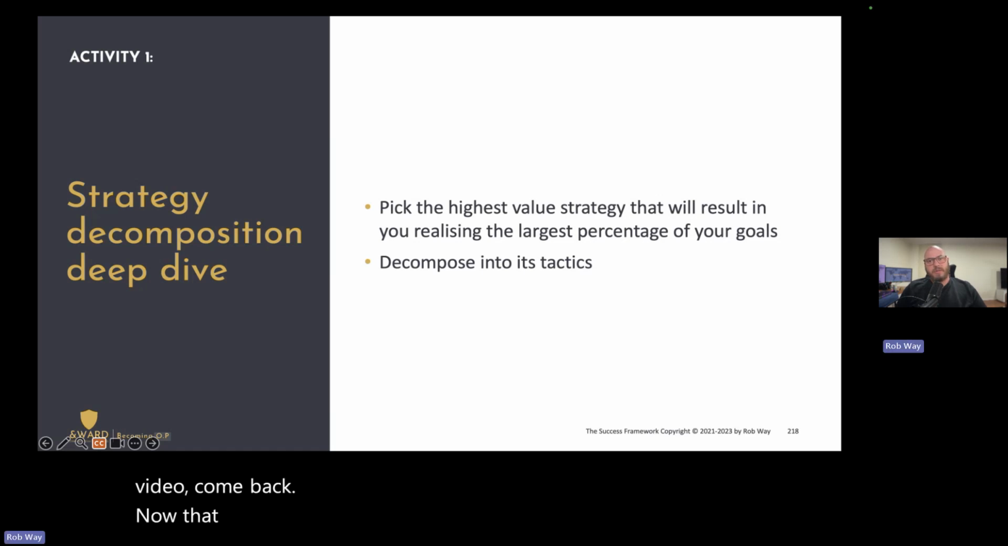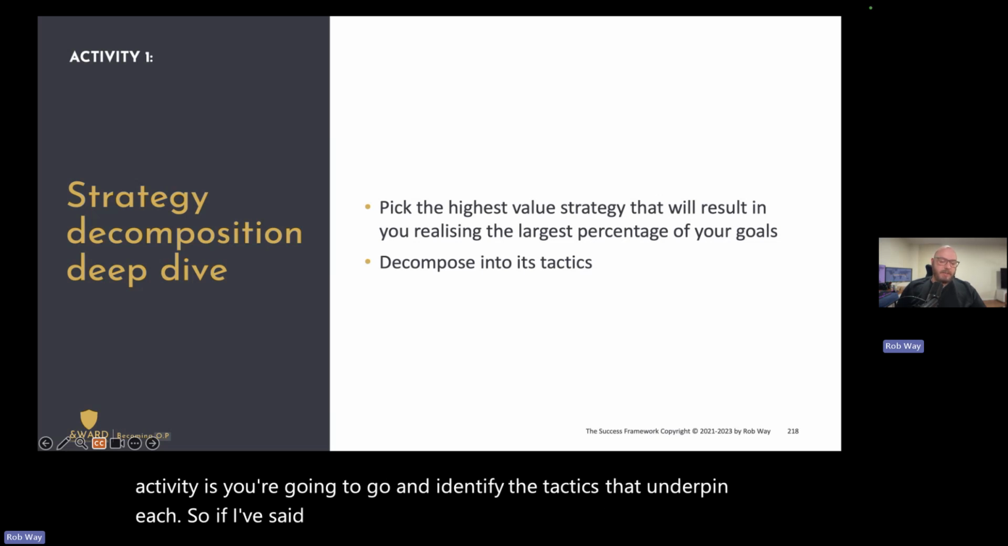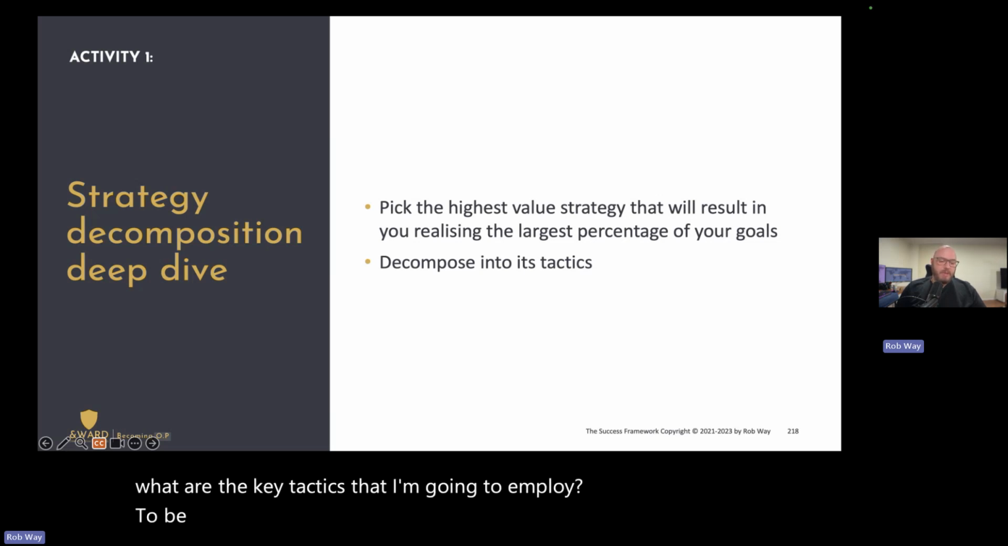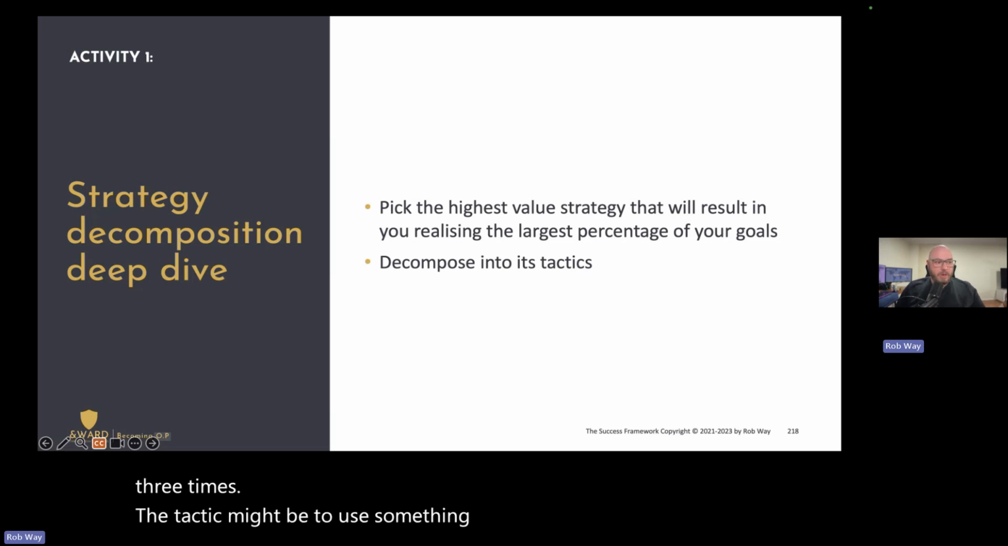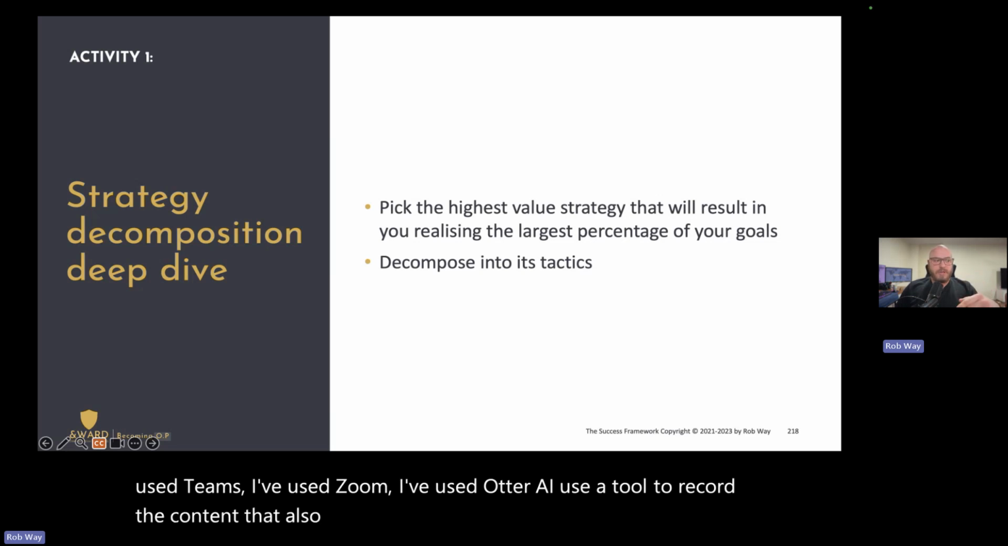Now that you've elaborated on the strategy, the next piece of the activity is you're going to go and identify the tactics that underpin each. So if I've said social media marketing as per my definition, what are the key tactics that I'm going to employ to be successful? So one of those tactics might be film once, reuse 3 times. The tactic might be to use something like, what am I using? I've used Teams, I've used Zoom, I've used Otter AI. Use a tool to record the content that also produces the transcript.